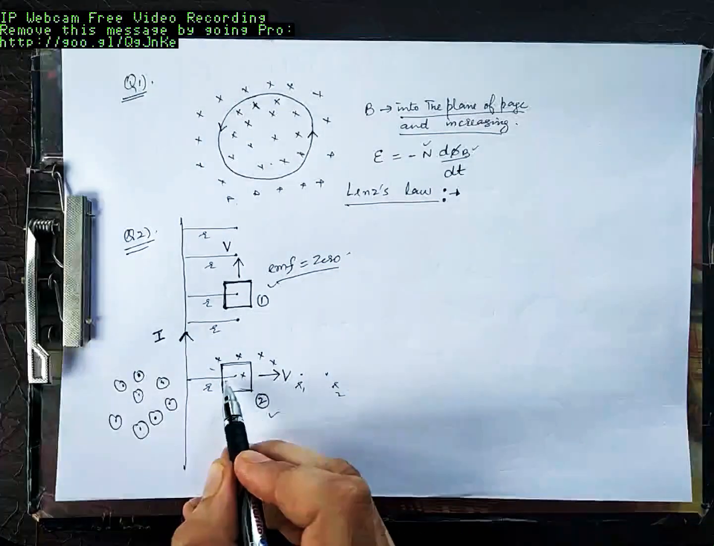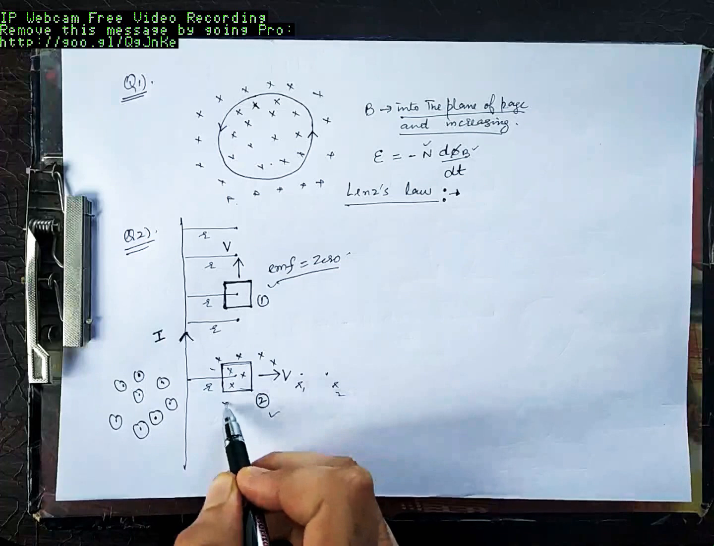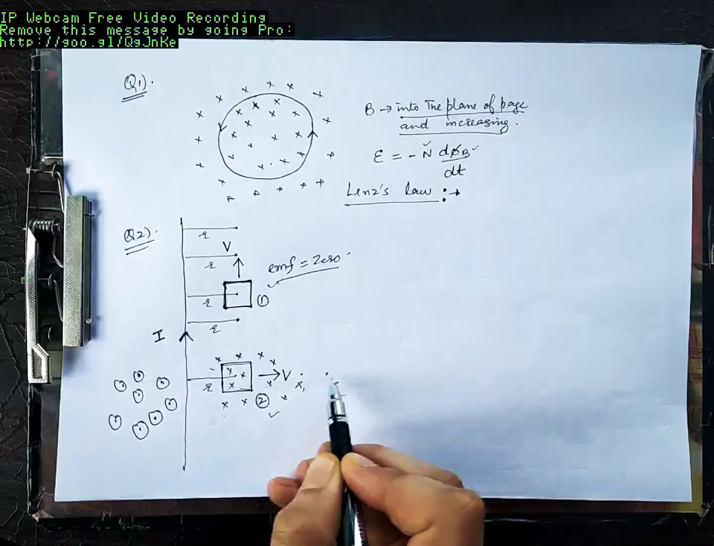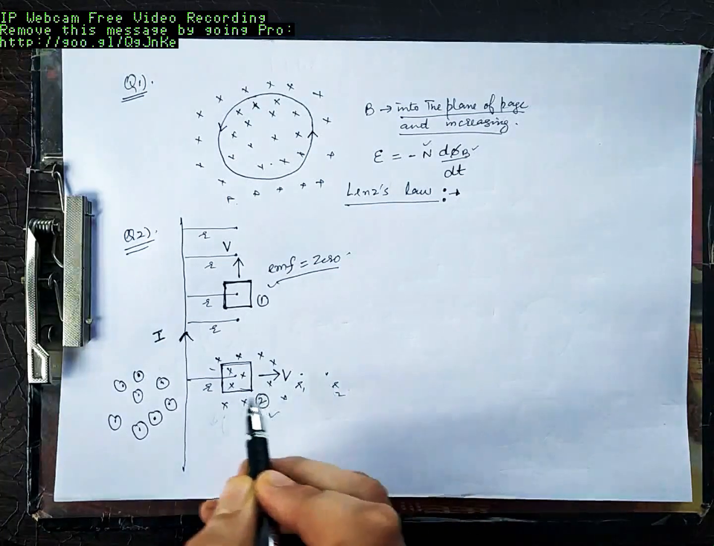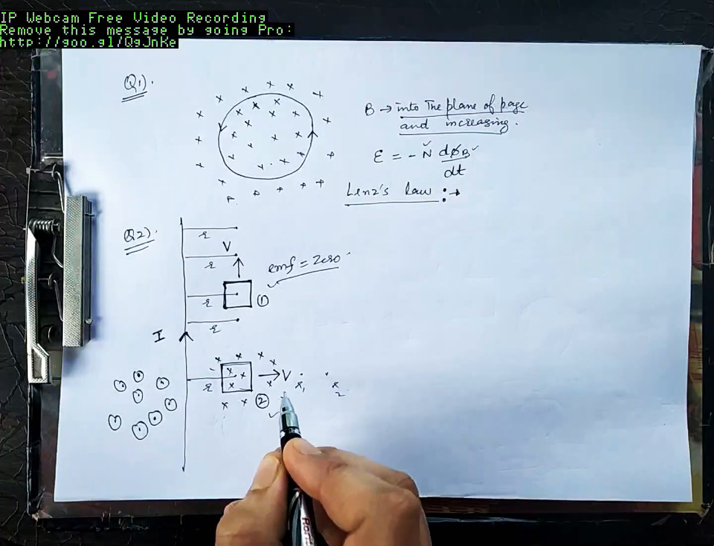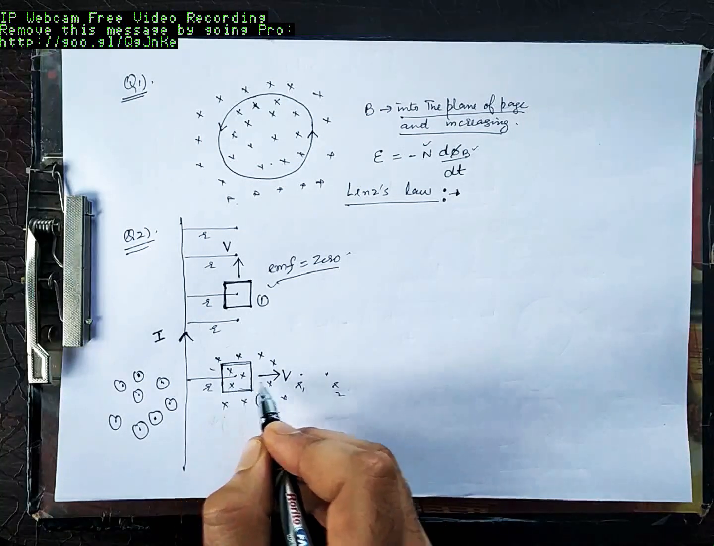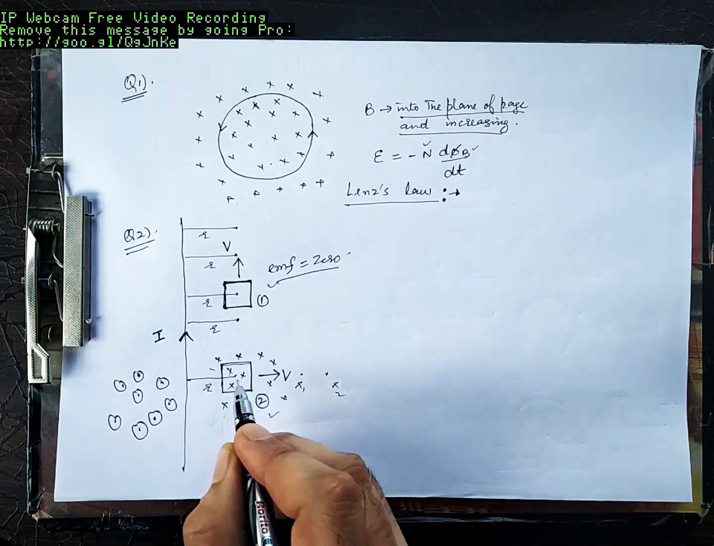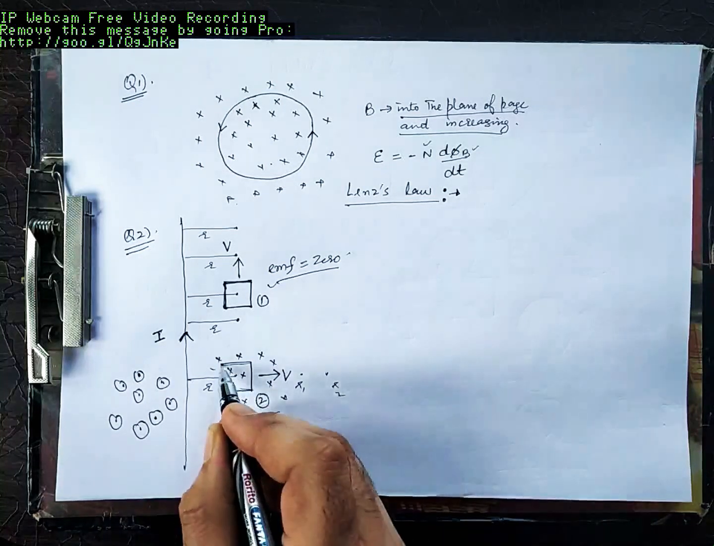Now you are moving this loop towards the right. Is the flux through the loop decreasing or increasing? Flux through the loop is decreasing because you are taking it away and away from the wire. When flux is decreasing, this loop will induce a current.